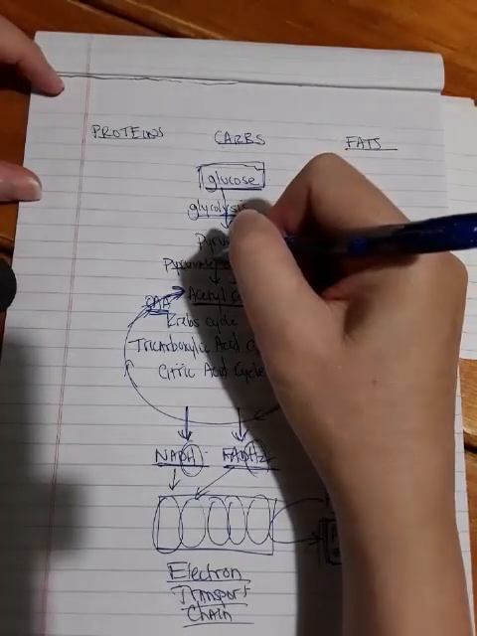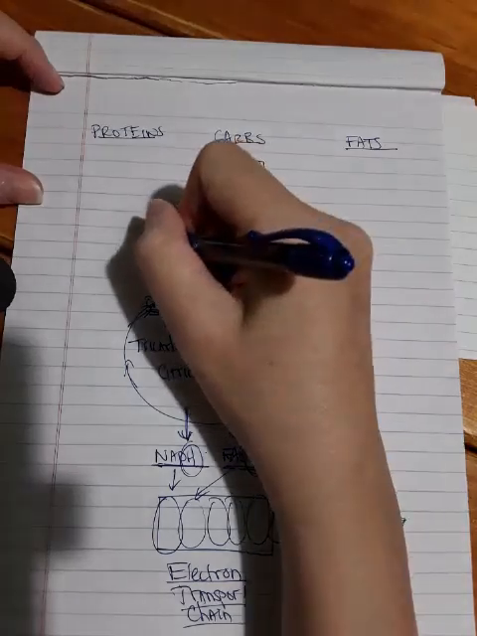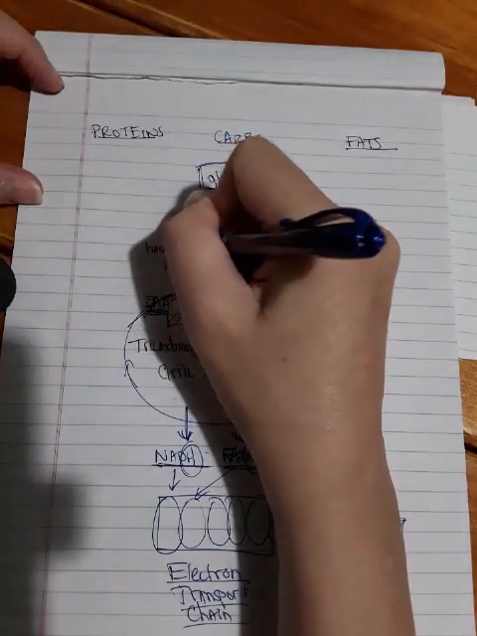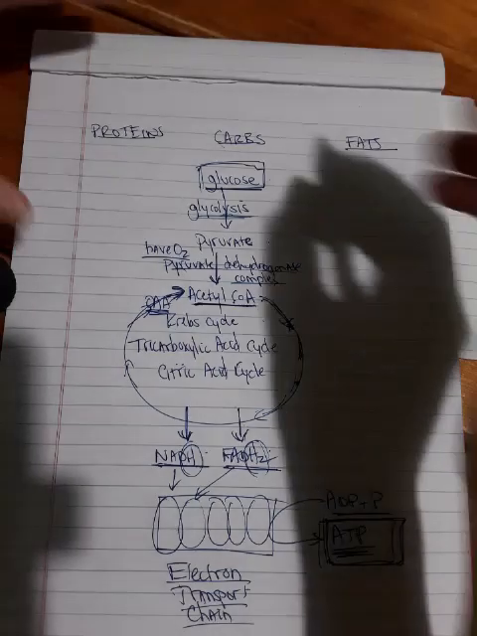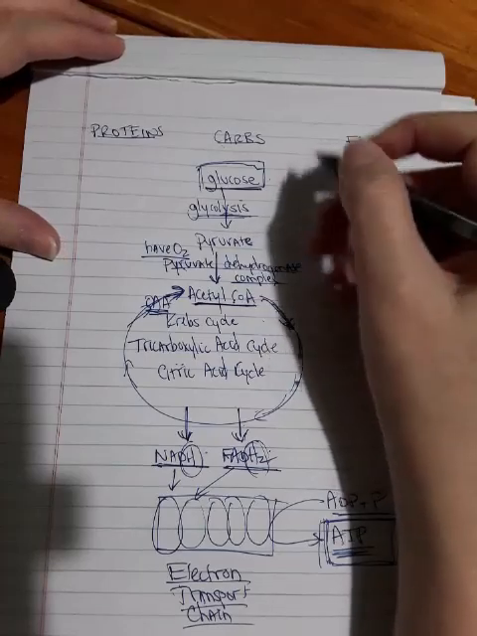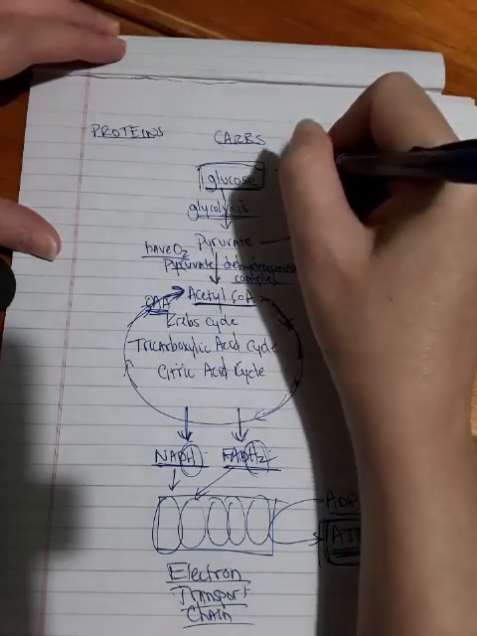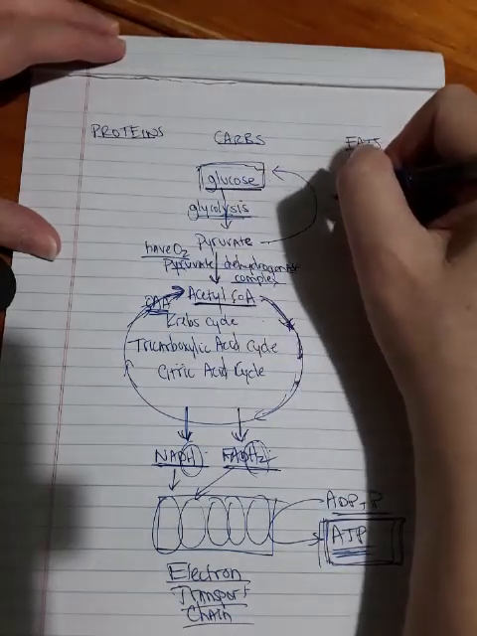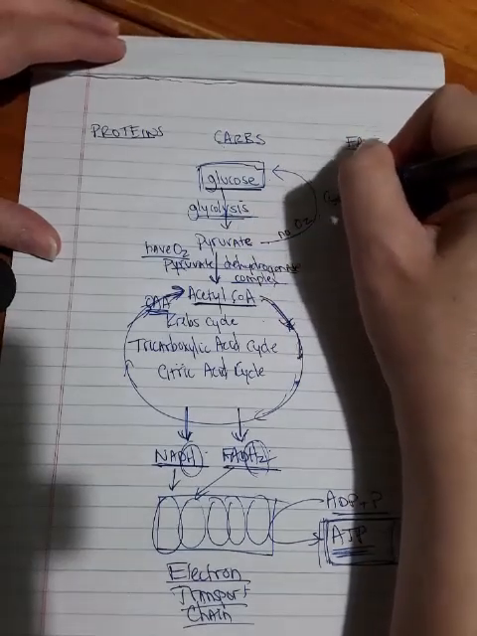So for pyruvate to continue into the pyruvate dehydrogenase complex, I need to have sufficient oxygen. So for the sake of space, I'm going to write have O2. And what I mean by that is I need sufficient oxygen. If I don't have sufficient oxygen, my pyruvate is going to do a little bit different process. It's going to go to lactate and go through a process called the Cori cycle.